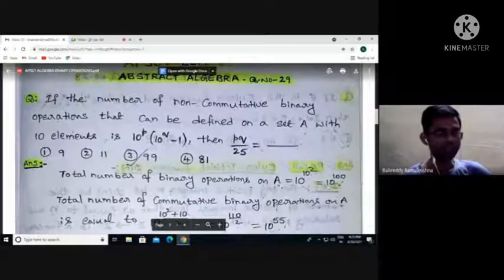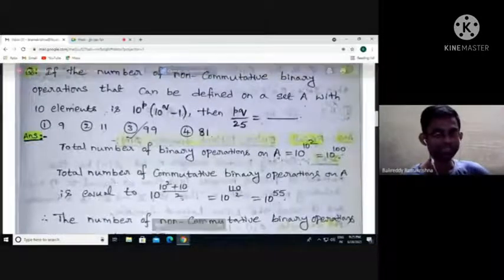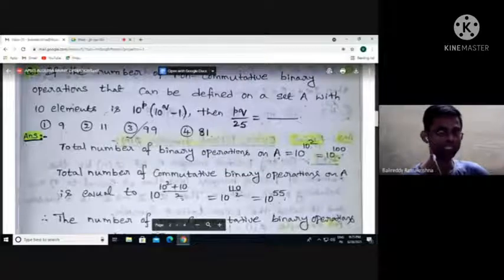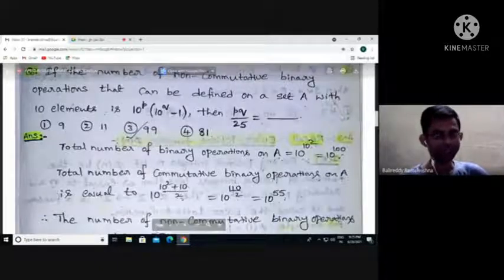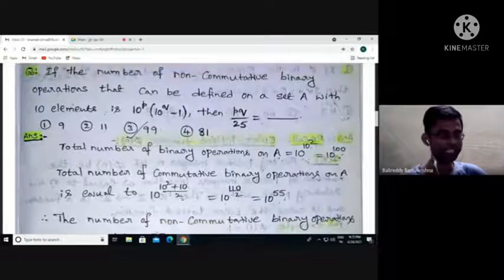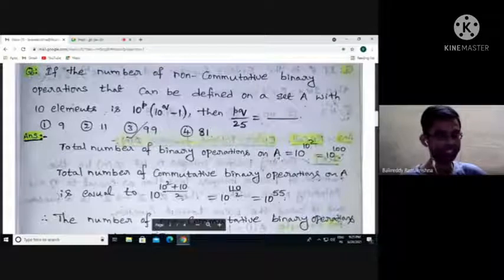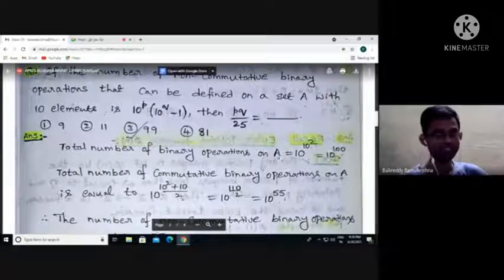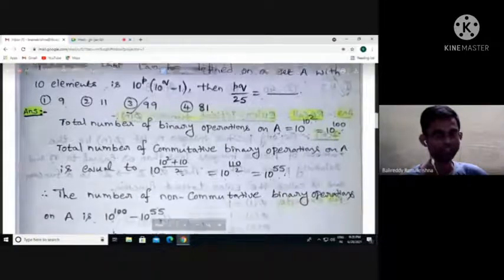The total number of binary operations on A is given by n to the power n square. Here n is equal to 10. So we have 10 to the power 10 square, which is equal to 10 to the power 100. And the total number of commutative binary operations on a set capital A is equal to 10 to the power (10 square plus 10) by 2, nothing but n to the power (n square plus n) by 2. Here n is equal to 10. On simplification, this is equal to 10 to the power 55.